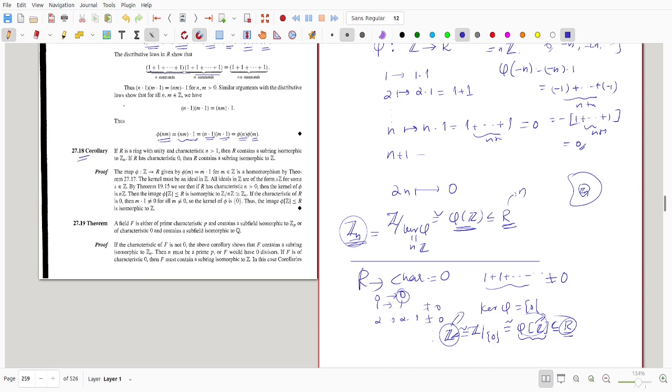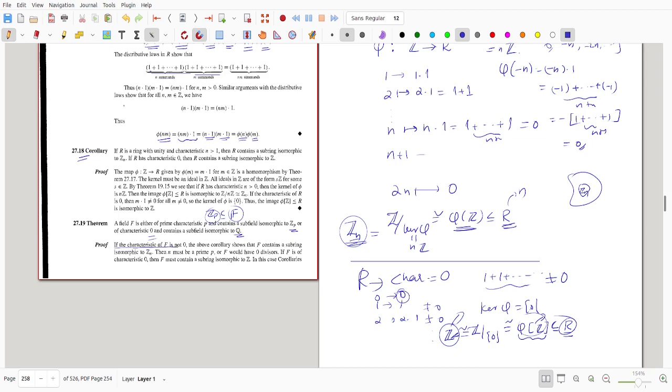A field F is either of prime characteristic p and contains a subfield isomorphic to Zp, or of characteristic 0 and contains a subfield isomorphic to Q. If p is the characteristic, then by the previous corollary, Zp is contained in F. If F is a field of characteristic p, then there is a subfield which is isomorphic to Zp. So we can say that Zp is contained in F, in the sense that there is a substructure of F which is isomorphic to Zp. And that is the first result.